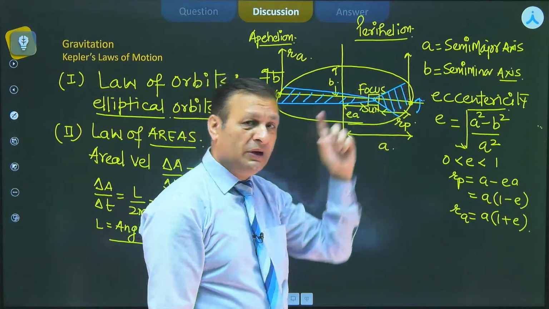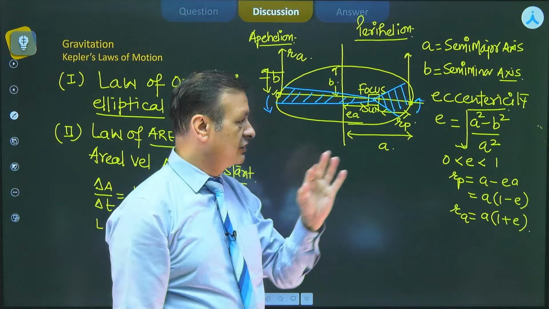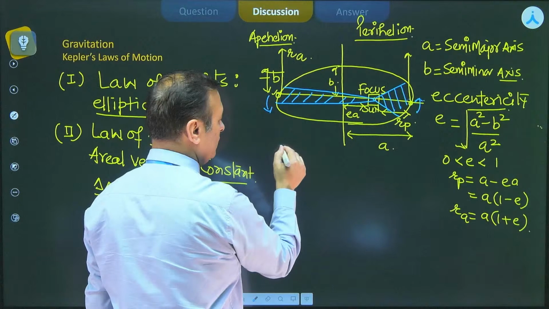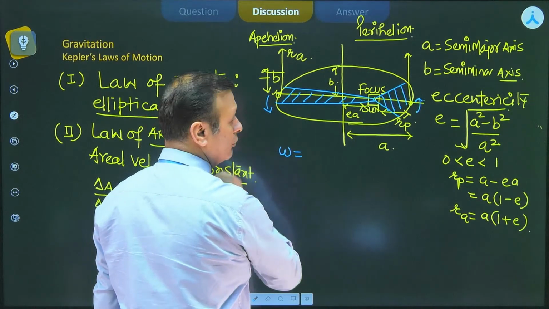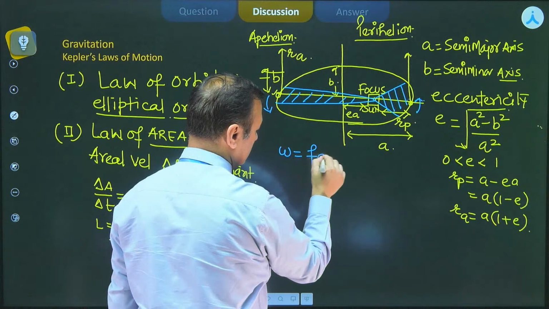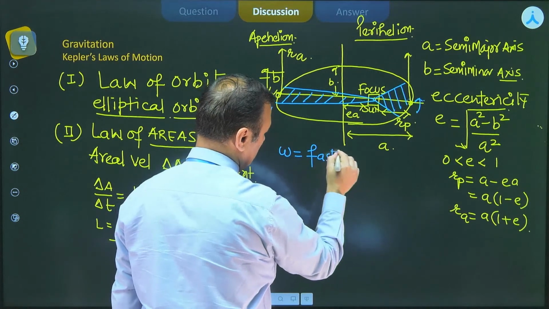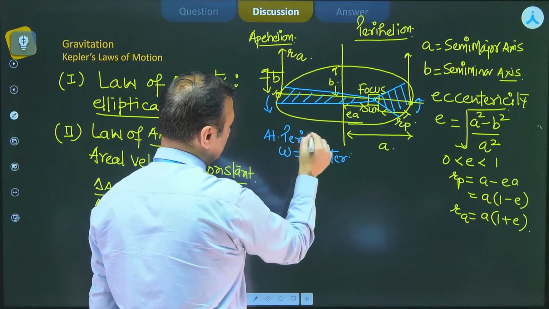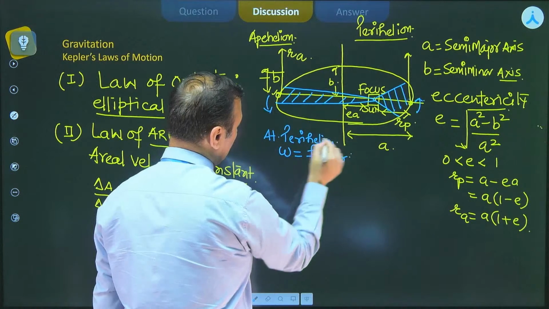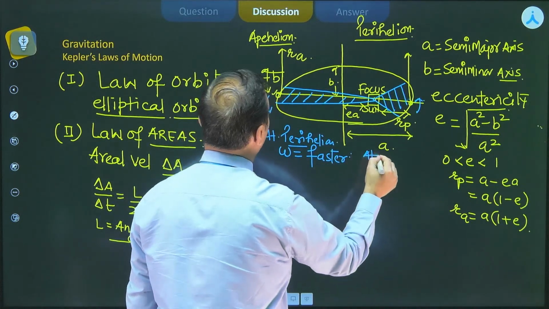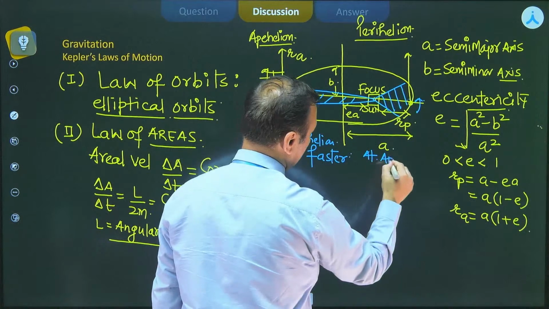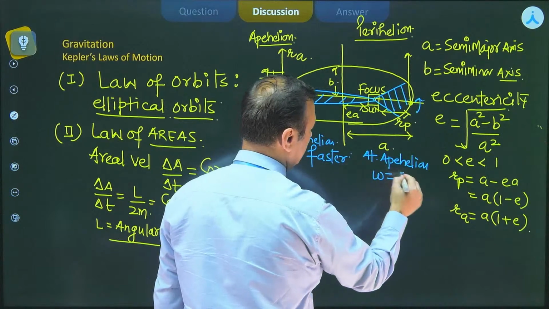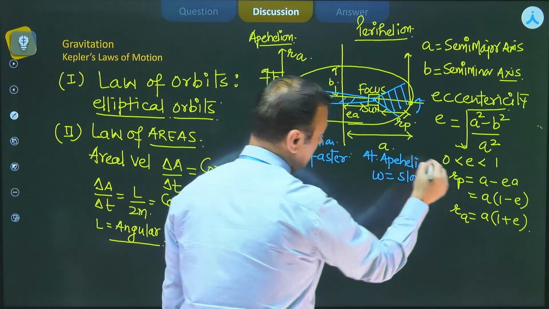But to maintain that areal velocity, at perihelion position, omega would be faster. This is at perihelion position. And at aphelion position, this omega would be comparatively a slower one.